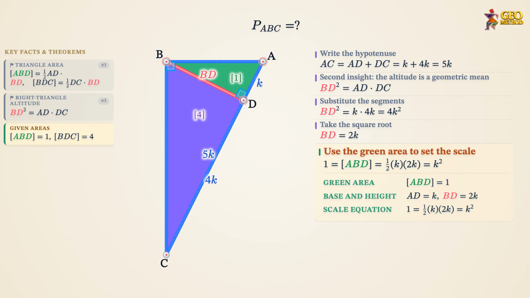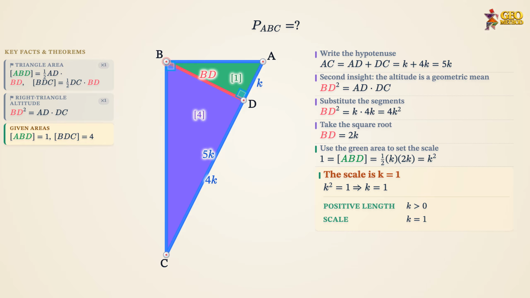Now return to the green triangle, whose area is 1. Its base segment AD is K, and its height segment BD is 2K. So 1 equals 1/2 times K times 2K. The right side is simply K squared. Because K is a length, take the positive root. The scale factor is exactly 1.